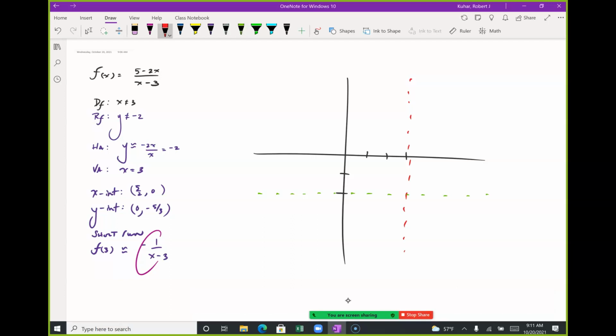Question about short run. Yes, Alan. Is short run just plugging into the numerator, or plugging in everywhere you can without getting a 0 in the denominator? So in this case, the only place I can plug in is in the numerator. Okay?